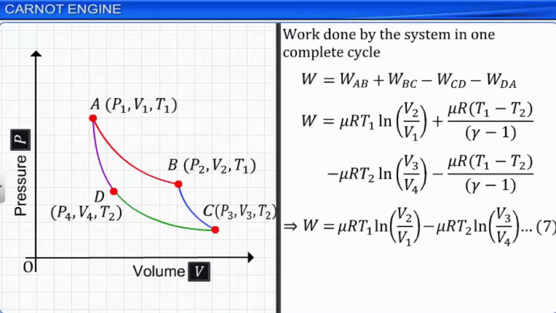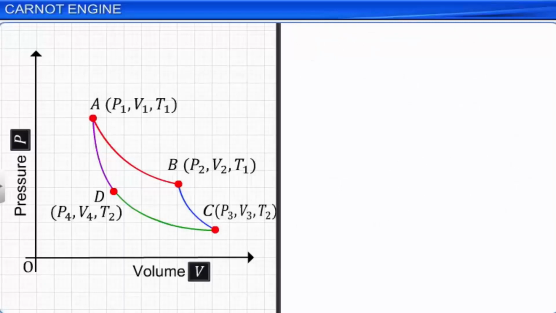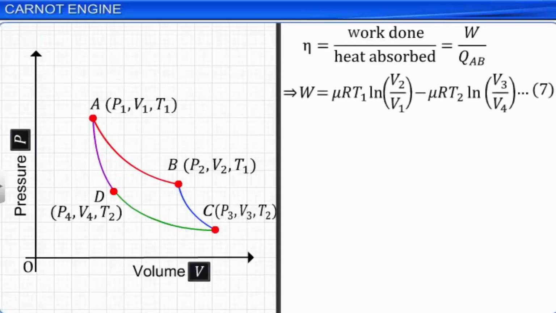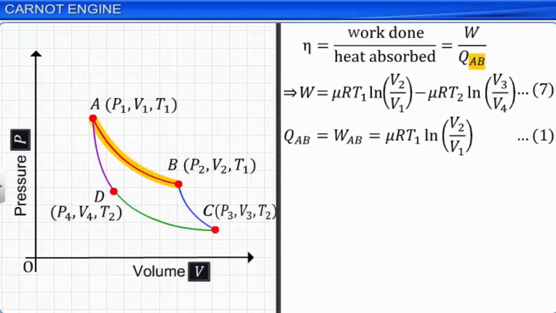We know that the efficiency of the heat engine, η, is equal to the ratio of the work done by the system to the heat absorbed by the system. The total work done is W, and the total heat absorbed is QAB. Note that heat is absorbed only during the process AB. In processes BC and DA, no heat is exchanged since they are adiabatic. And in process CD, heat is released. Hence, these three processes are not considered. Therefore, efficiency is equal to W by QAB.